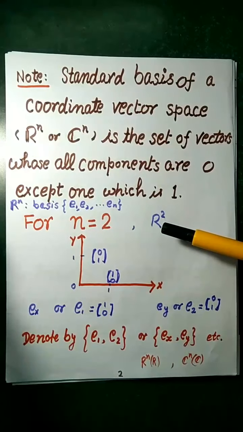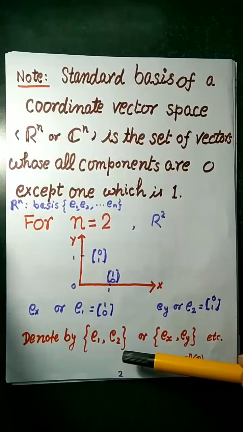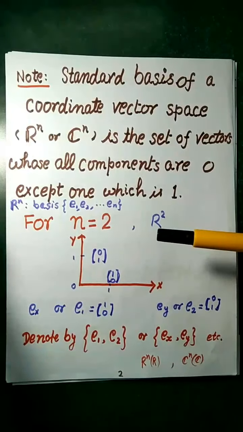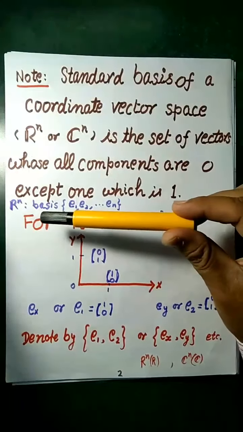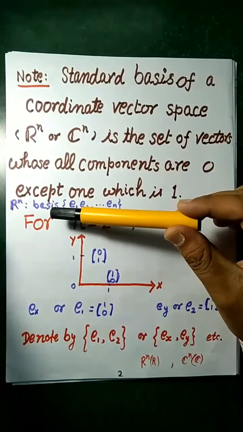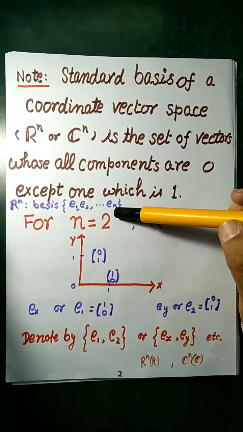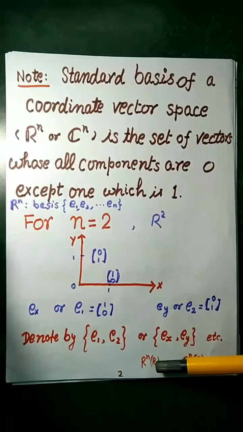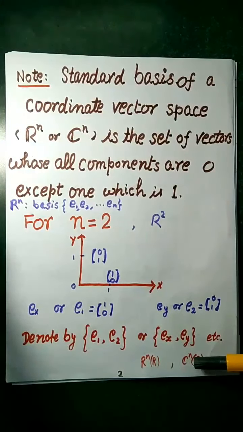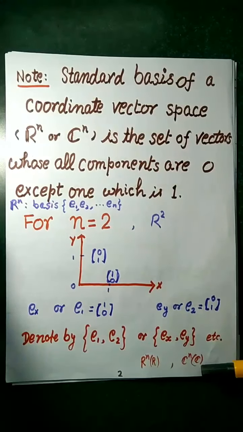Similarly, in 3 space, E1, E2, E3 will be the standard basis. Generally, in Rn, n space, the standard basis we will consider as E1, E2, up to En. Also, Rn over R, this vector space is known as Euclidean n space, and Cn over the complex field C will be known as unitary n space.